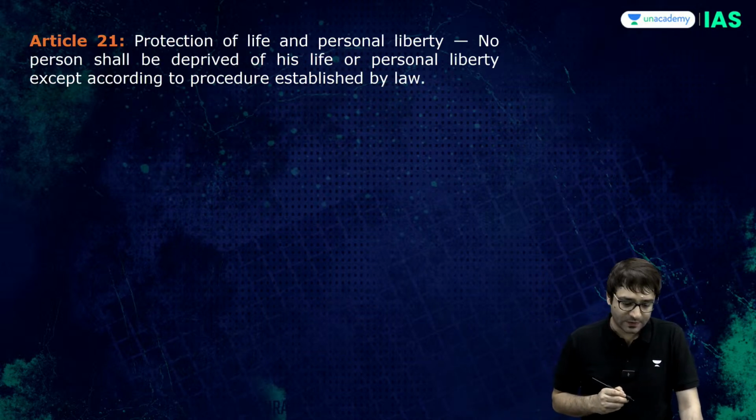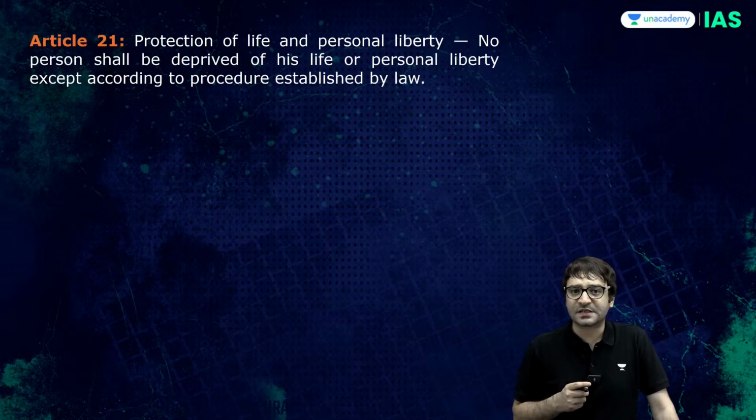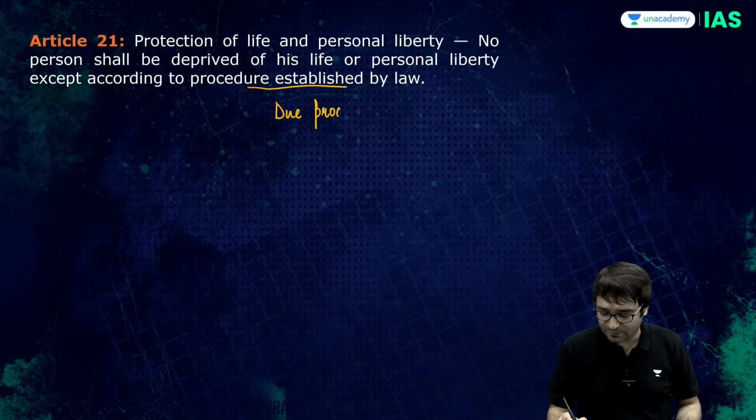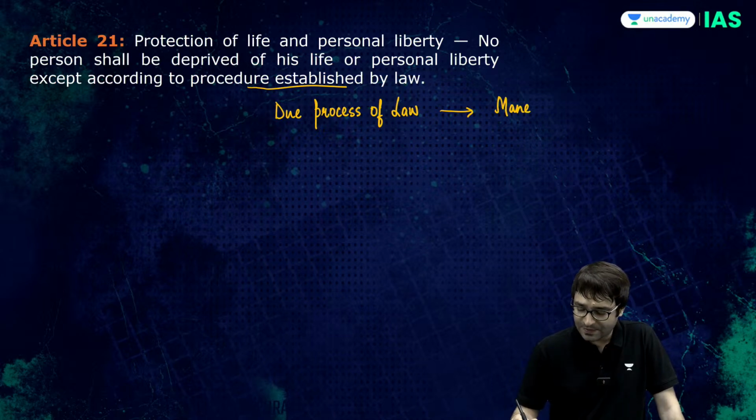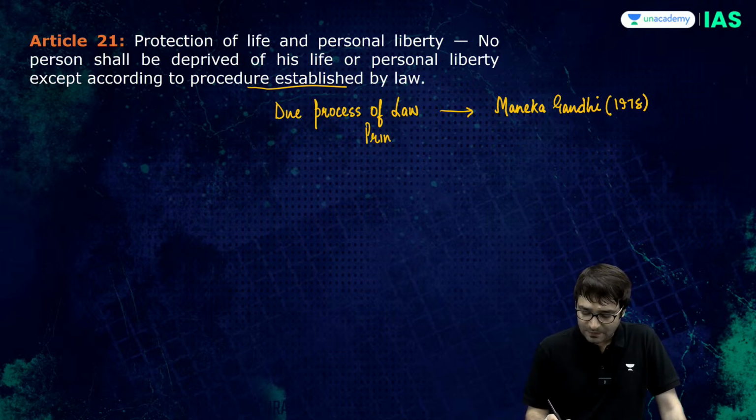Clear? Very good. Article 21, protection of life and personal liberty. No person shall be deprived of his life and personal liberty except according to the procedure established by law. And we know it's basically due process of law. As ruled by the Supreme Court in the Maneka Gandhi case, 1978. And Supreme Court also said, we follow the principles of natural justice.